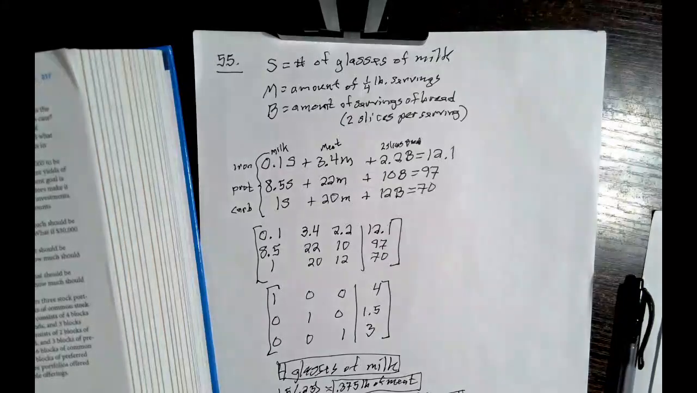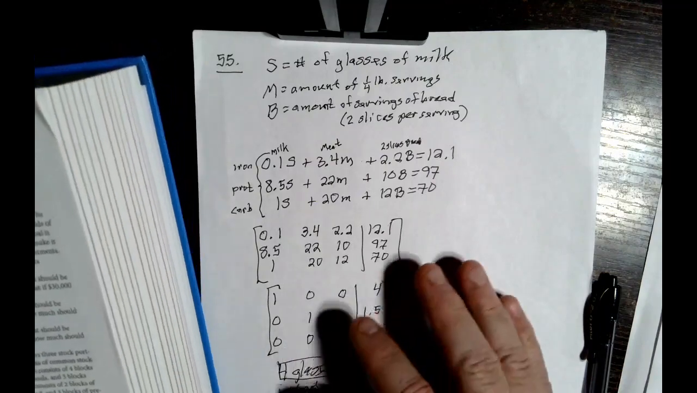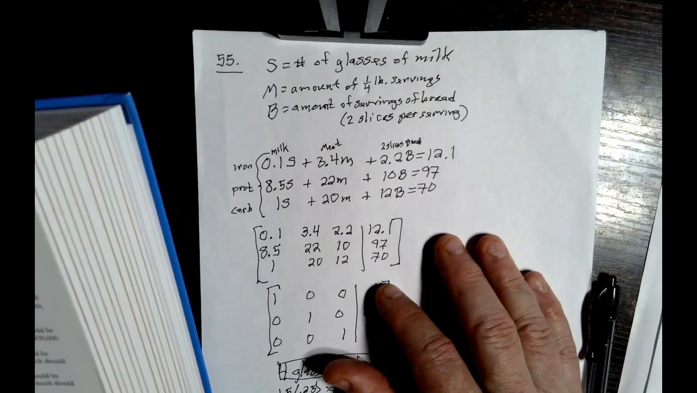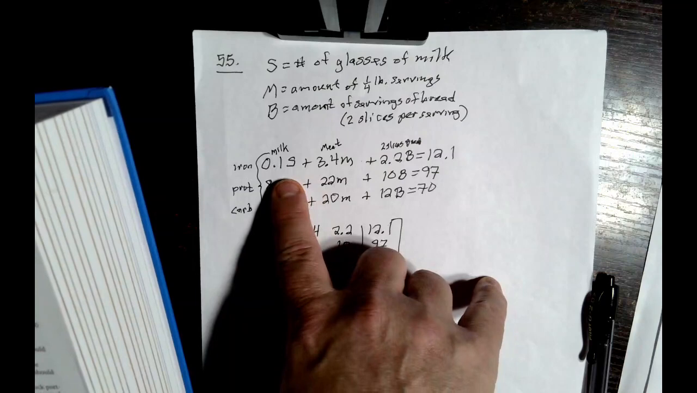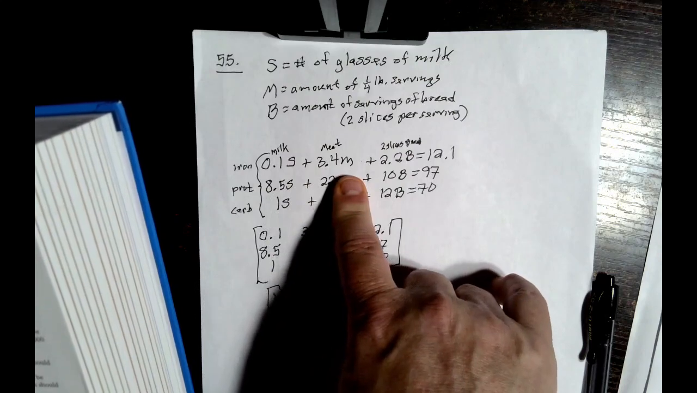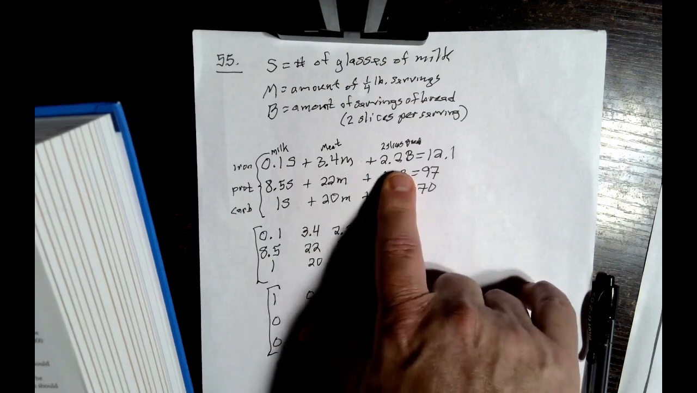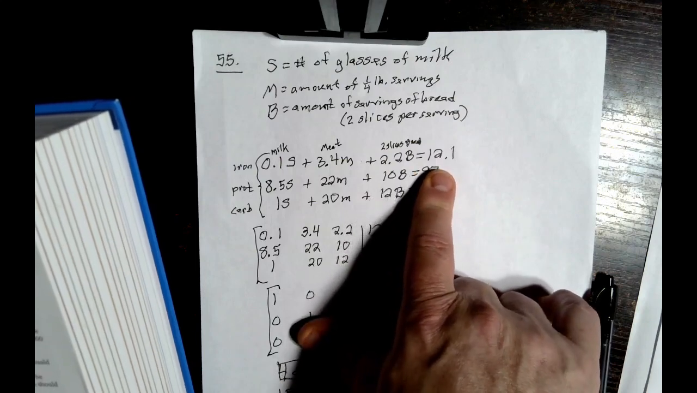And the last one, 55, it's the hardest problem in the chapter, I think, even harder than the last one in 3.2. It talks about glasses of milk that contain iron, protein, and carbs, meat that contains iron, protein, and carbs, and bread that contains iron, protein, and carbs. So I chose to write a row of iron. So how much iron? 0.1 for the milk times the number of glasses. How much meat? It's 3.4 times the amount of meat. And then 2.2 for 2 slices of bread equals a total of 12.1.